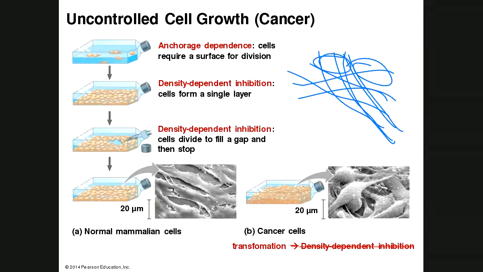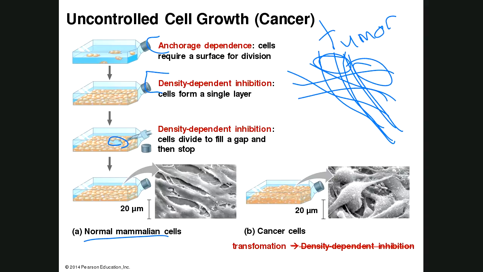That's because they have anchorage dependence and density dependent inhibition. Density dependent inhibition means they are not going to form a lump. They're not going to form a tumor, right? They'll only grow in a single layer. If a gap forms from a wound or some injury, then the cells will only divide to fill in the gap. That's what we'd call normal mammalian cells.